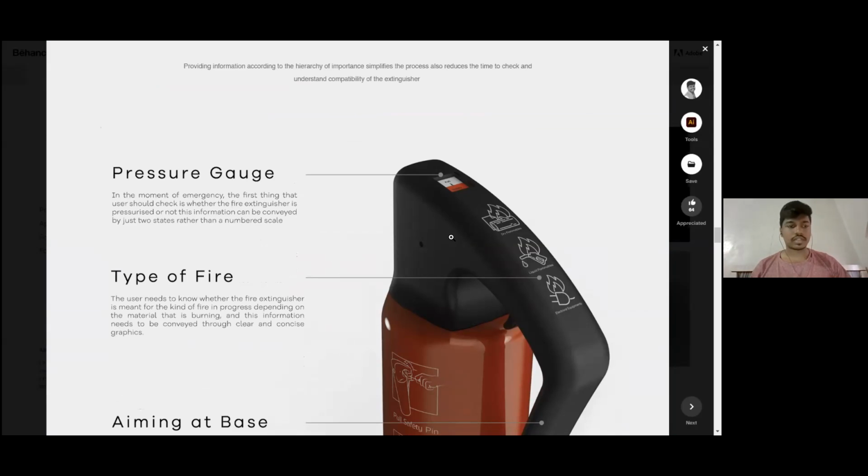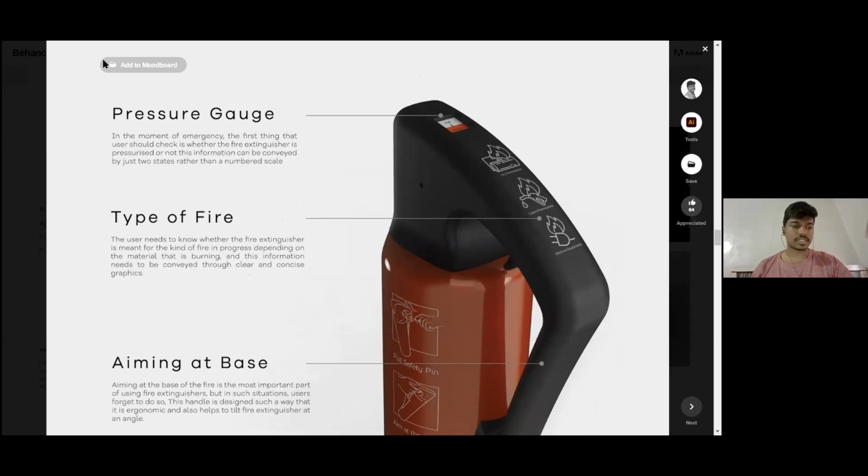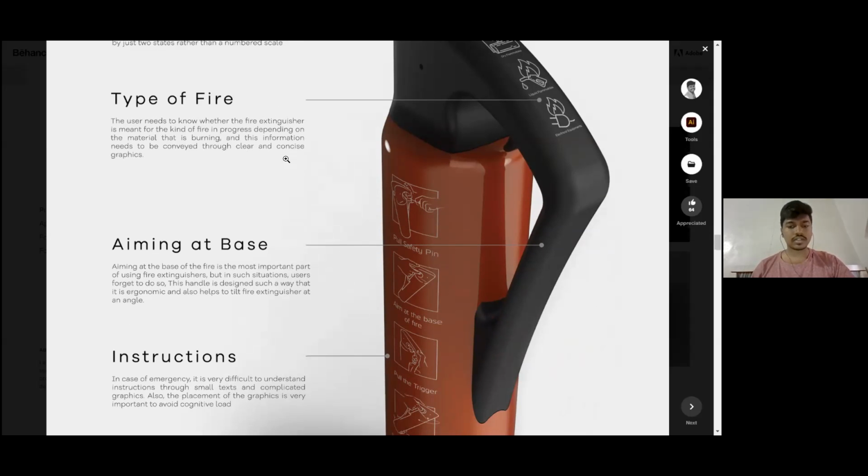Then the type of fire it can be used on is again very difficult to understand, because of the icons used for it, and they have written some ABC type. So it's very difficult for everyone to understand what is A type, what is B type, and what is C type fire extinguisher, or ABC type fire extinguisher. Then the instructions, those are also very small icons and difficult to understand.